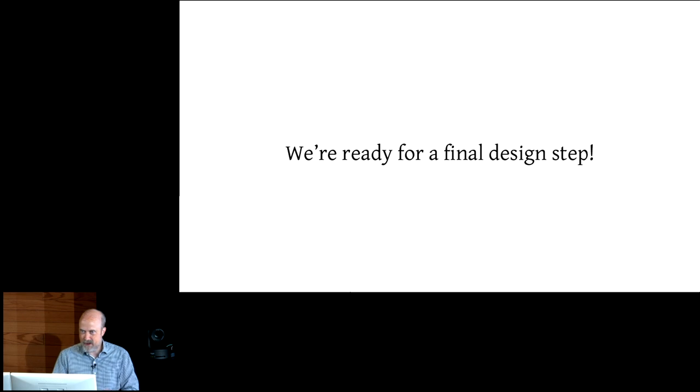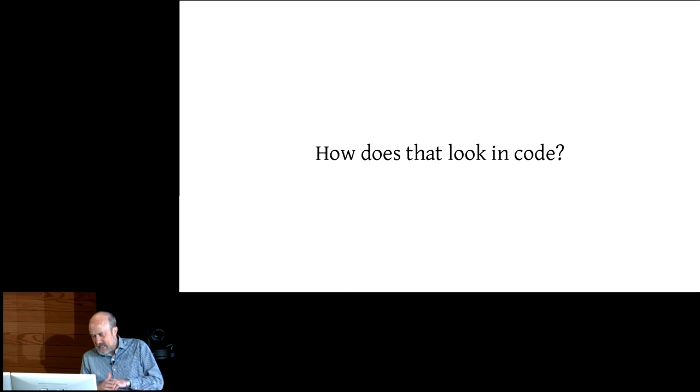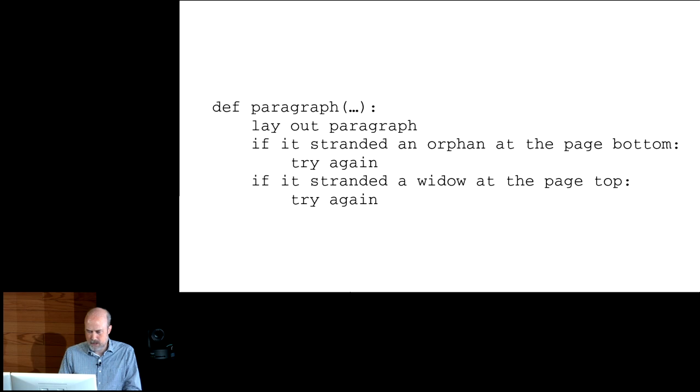All right, we're ready for a final design step. I talked earlier about widows and orphans, avoiding stranding the first or last paragraph of a line alone, as a human with intelligence laying out type, as it was done for hundreds of years in Europe. How does that look in code? Well, my paragraph routine was a bit complicated because of widows and orphans. A paragraph had to lay itself out.